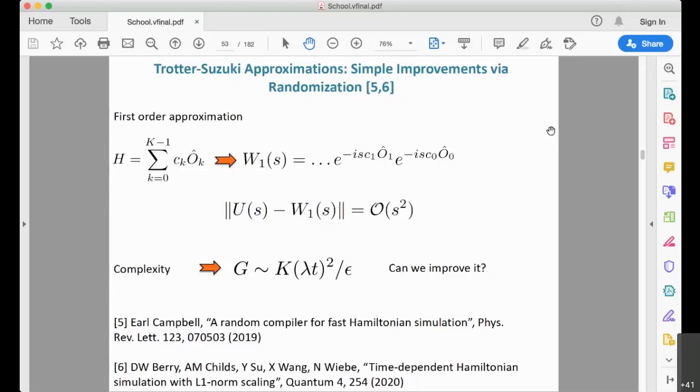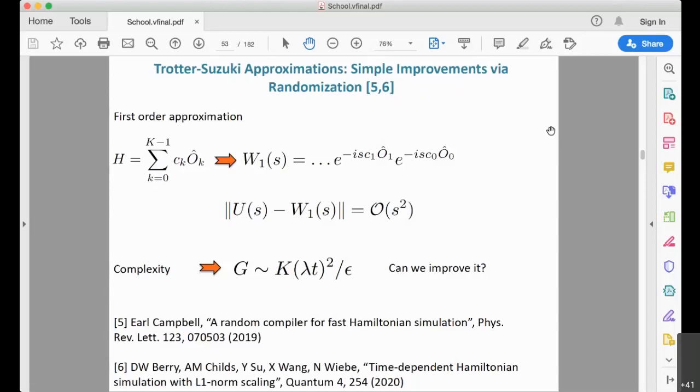All right, so I'll talk a little bit about randomization. I skipped through this actually fairly quickly. I just want to give you an idea that we can do something more on product formulas. And sometimes very simple ideas actually improve the methods significantly.